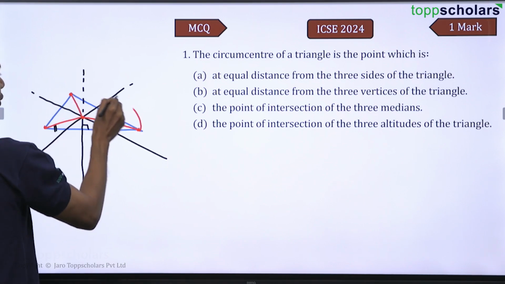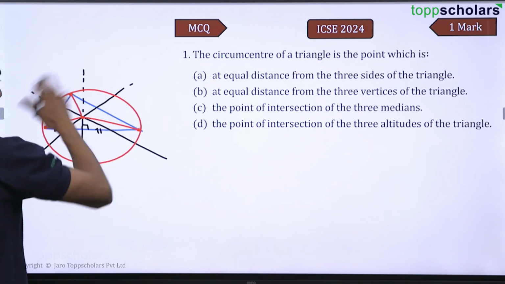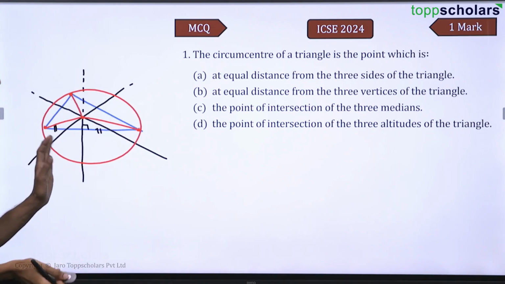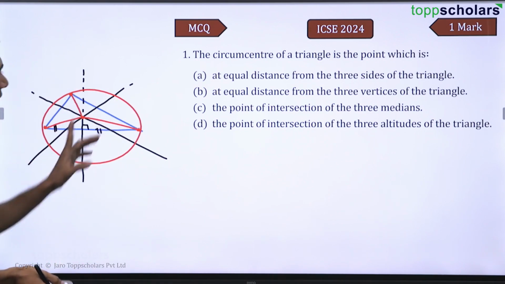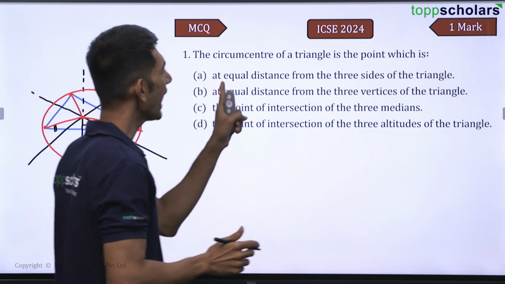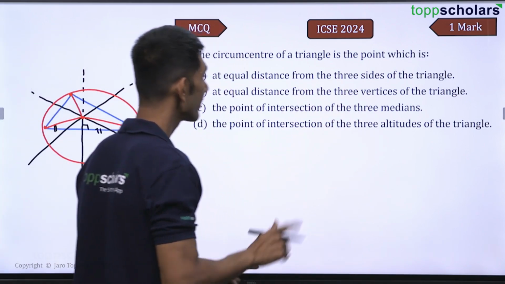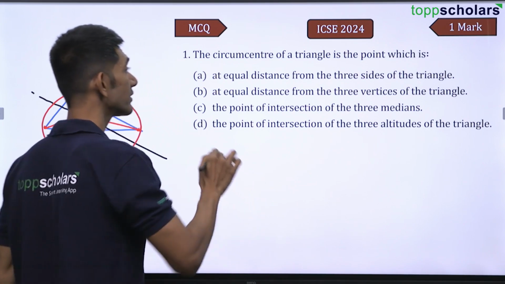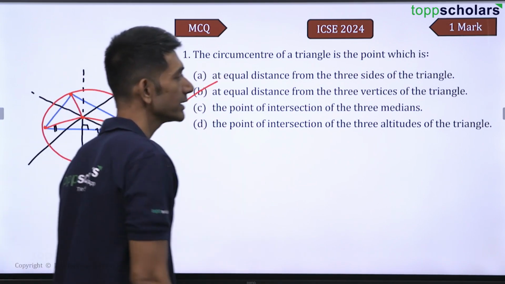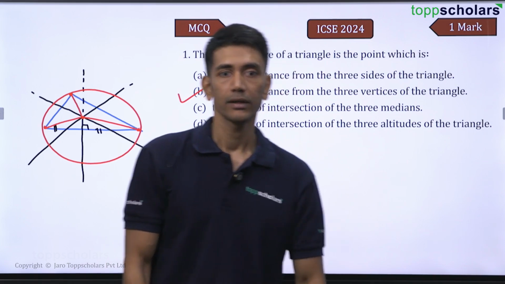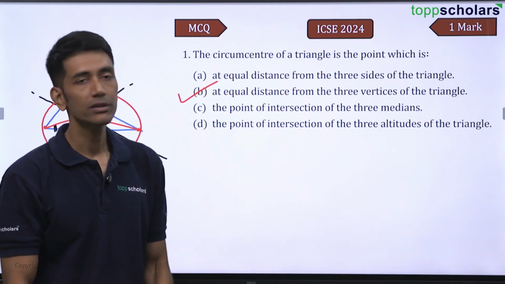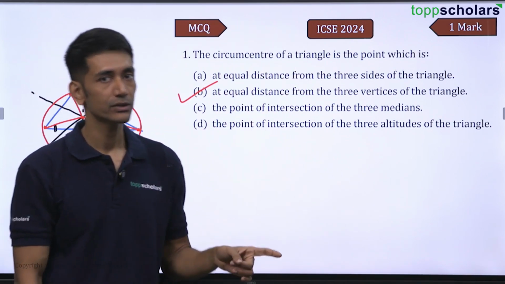Why? Because once you draw the circle, it goes something like this. This is a random figure. So it is equidistant from all the three vertices. So check. At equal distance from the three sides? No. At equal distance from the three vertices of the triangle. Correct? So it is equidistant from all the three vertices of the triangle. So I hope you have understood this part.